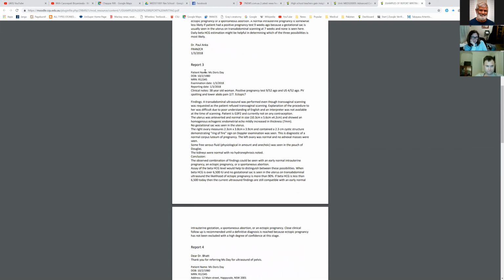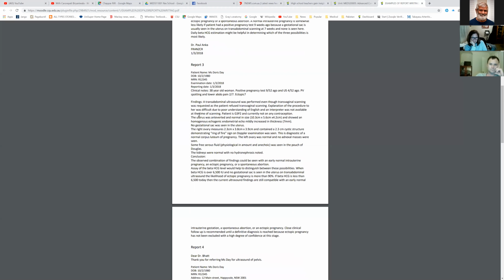You have three identifiers. You have the name, age or date of birth, and the MRN number. So we have three identifiers. We tick the boxes. We have shown when it was done and when it was reported. So we have the chronology of this, but the clinical notes are exactly the same as what the referrer has said. The findings are the same.